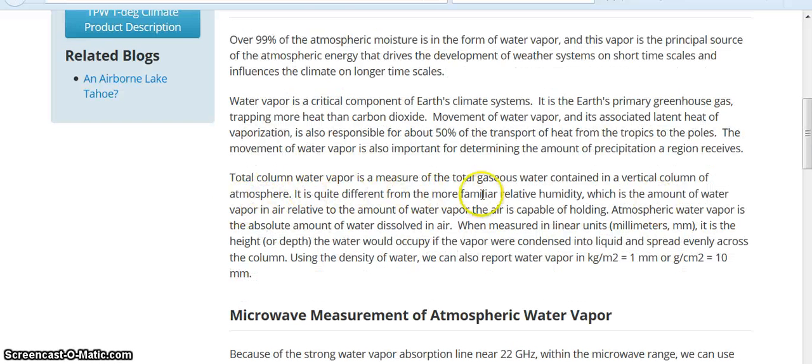Total column water vapor is a measure of total gaseous water contained in a vertical column of atmosphere. It is quite different from the more familiar relative humidity, which is the amount of water vapor in air relative to the amount of water vapor the air is capable of holding, which depends on the temperature of the air. In comparison, atmospheric water vapor is the absolute amount of water dissolved in air. When measured in linear units, millimeters, it is the height or depth the water would occupy if the vapor were condensed into liquid and spread evenly across the column. And here's the calculation for that.